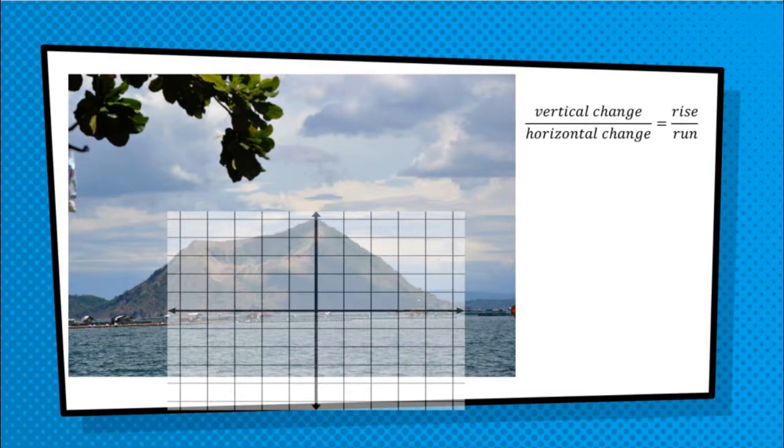For example, we have the steepness of our Taal volcano based on the given graph. This is our first point and our second point, connected by a line. The question is, how are we going to get the slope of the given graph? From our first point, let us count how many times we have to rise or fall to be able to reach the x-axis of our second point. Let us count.